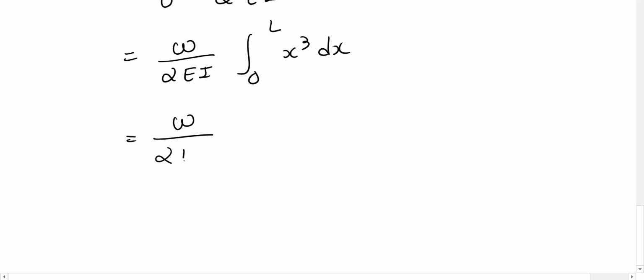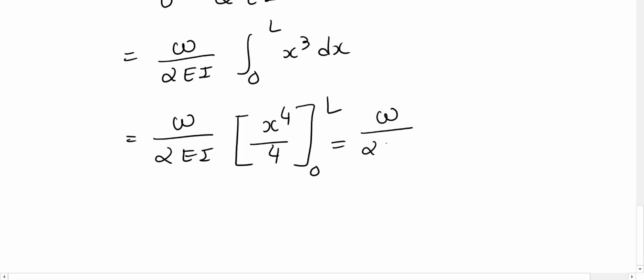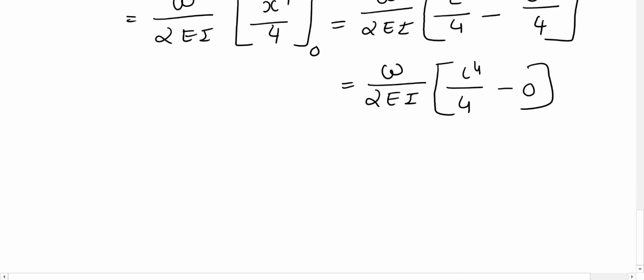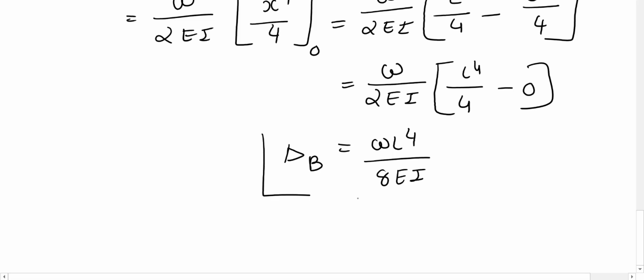Now we have x to the power 4 on 4, from 0 to L, which is w on 2EI times L to the power 4 on 4 minus 0 to the power 4 on 4, which is w on 2EI times L to the power 4 over 4 minus 0, so it would be WL to the power 4 on 8EI. So that is the deflection at point B using the virtual work method. Thank you very much.